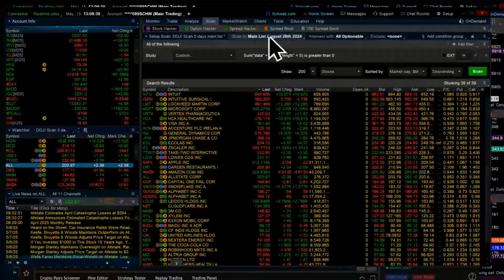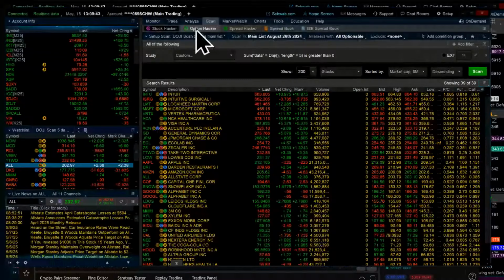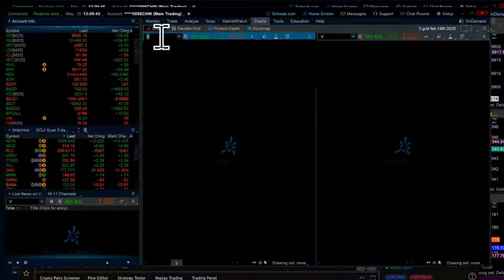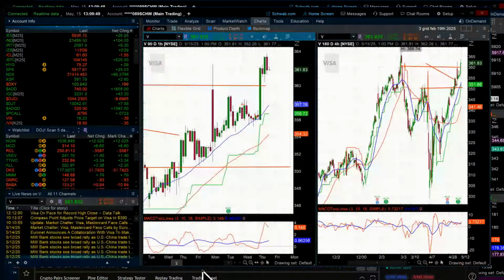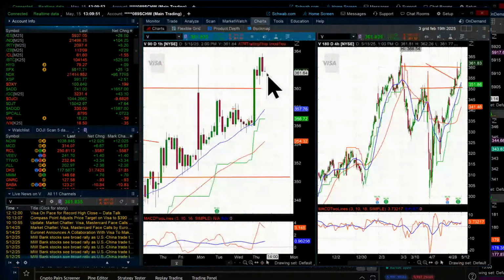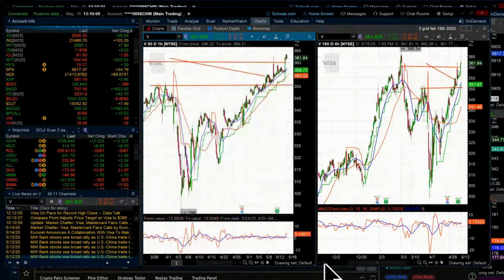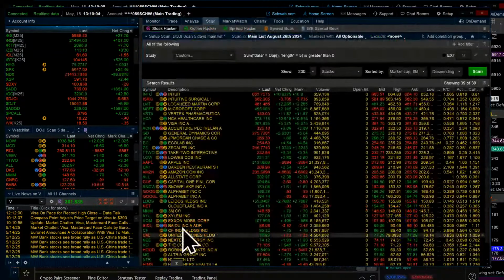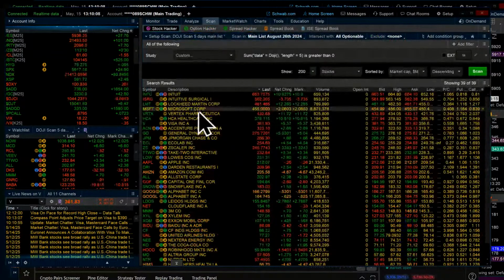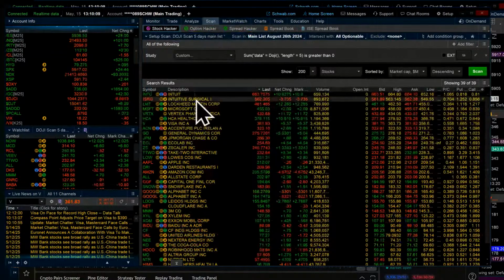So let's take Visa. Now, why does Visa have a doji? This is an hourly. This is not a daily. Why does it have a doji? Well, because it hasn't built yet. It's still within the hour. Now, that's not fair. So, but, just so you know. So is anything else? Well, you got a lot of them. Let's take Darden.